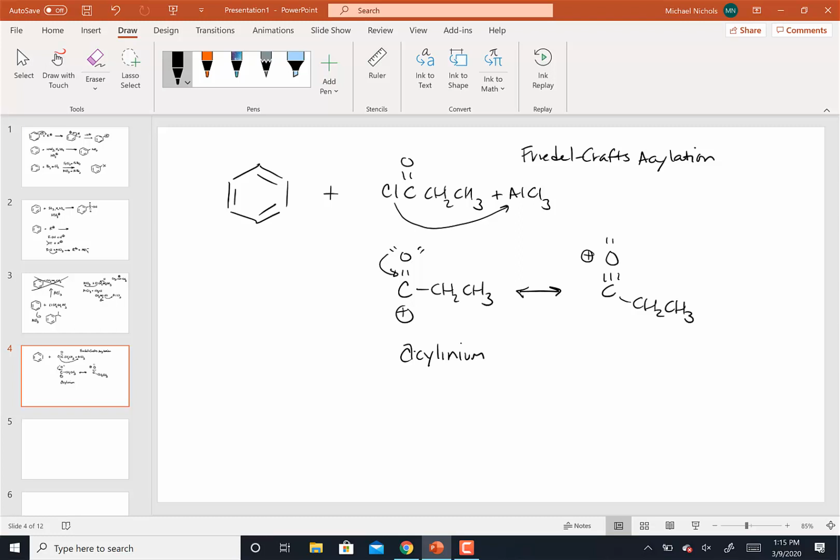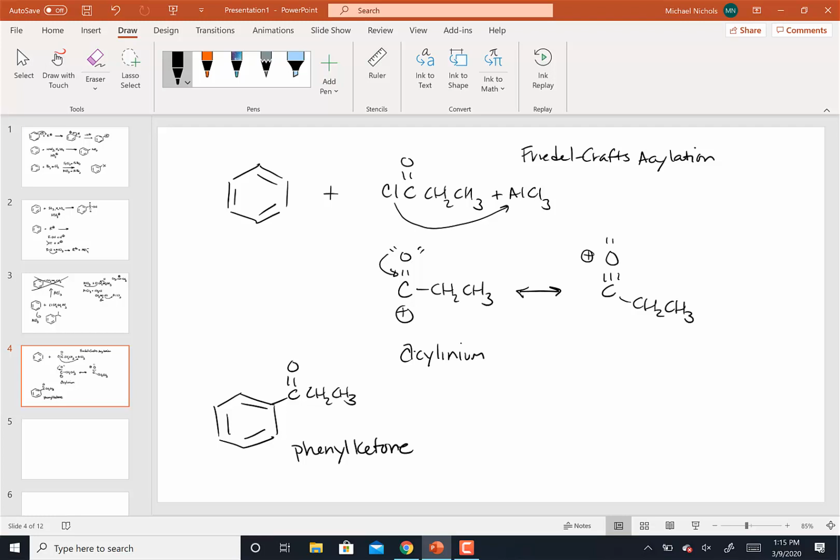So that's what we're going to form. We're only going to add the C plus to the ring. So when we add the C plus to the ring, then we're going to end up with what's called a phenyl ketone. That's a phenyl ketone.